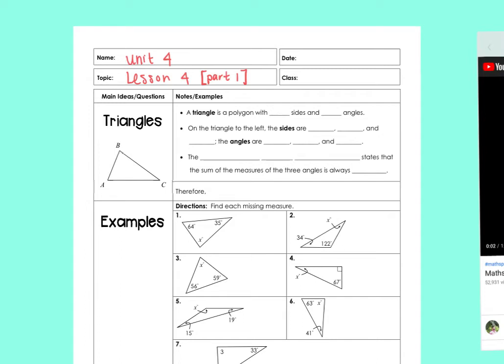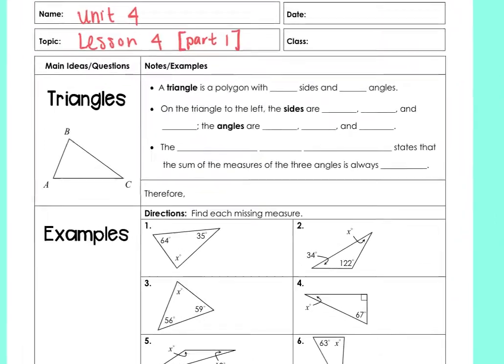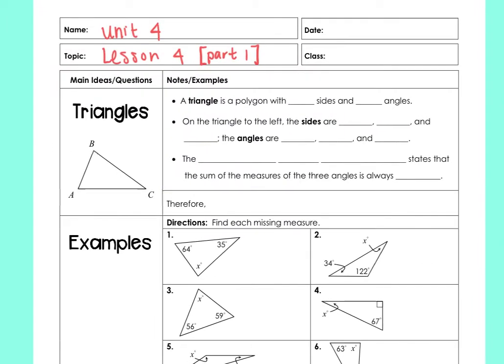Hey guys, this is Miss Brigman, and today we're going to be looking at Unit 4, Lesson 4, and this is Part 1, all about triangles. So let's start out with some vocabulary. I'm sure you guys already know this first part. A triangle is a polygon with exactly 3 sides and 3 angles.